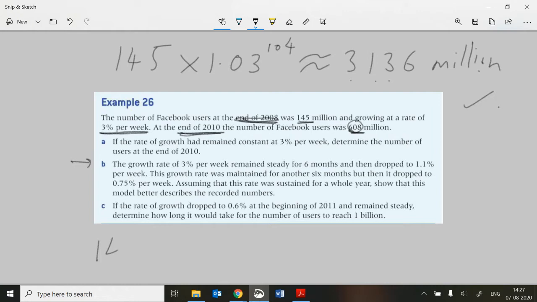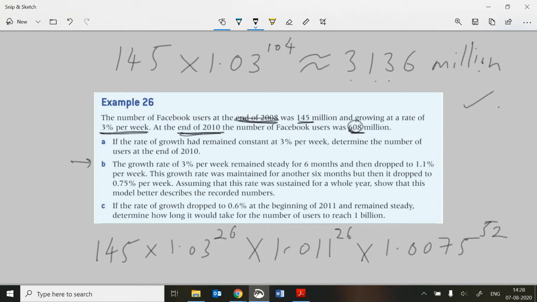So we've got 145 by 1.03 to the power of 26, that's half a year. And after that, we're going to increase by 1.1%. So obviously that's going to be 1%, and then the 0.1% is going to go to the next decimal place. That's going to happen 26 times as well. So times by 1.011 to the power of 26, and then times by 1.0075. So that's increasing by 0.75% there. And that's going to happen for the last year. So that's going to happen for 52 weeks.